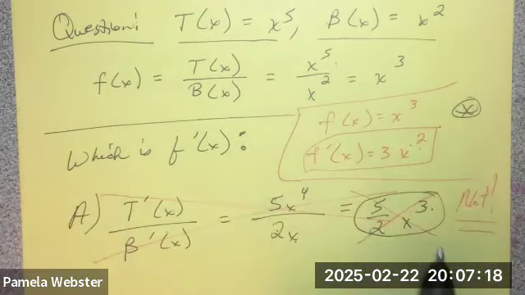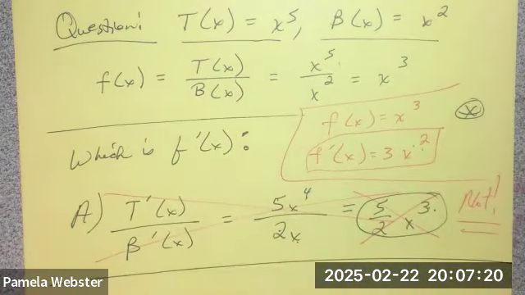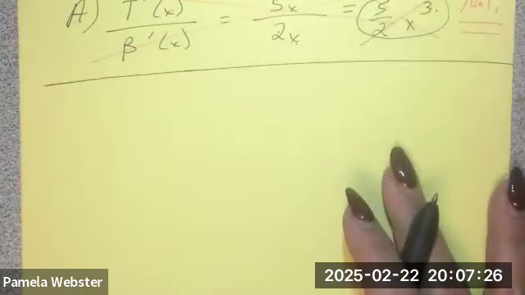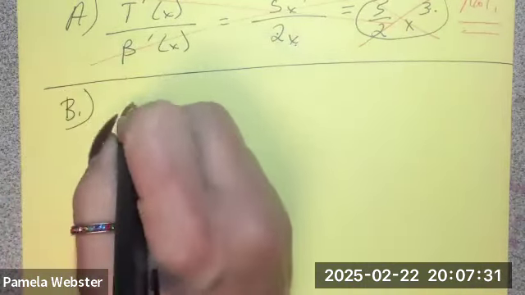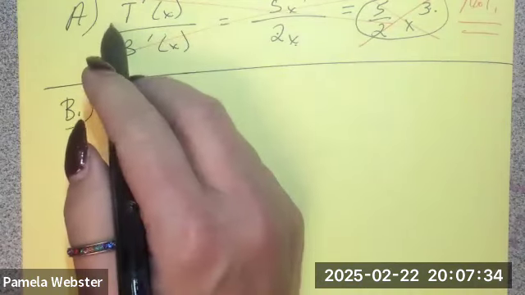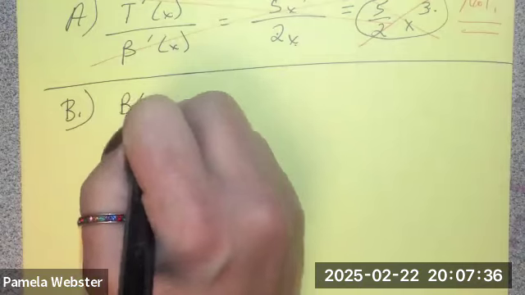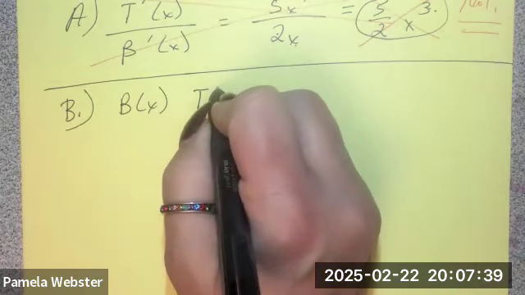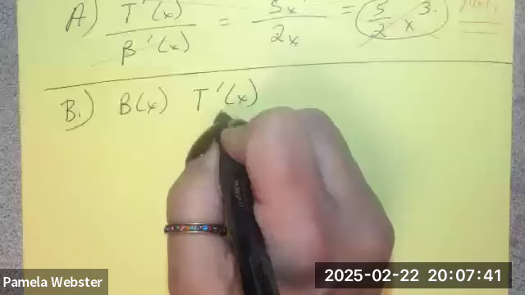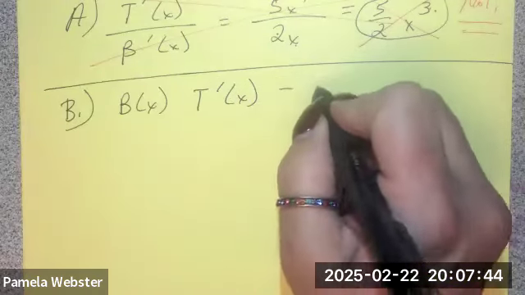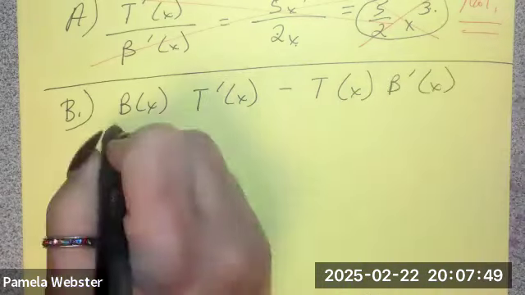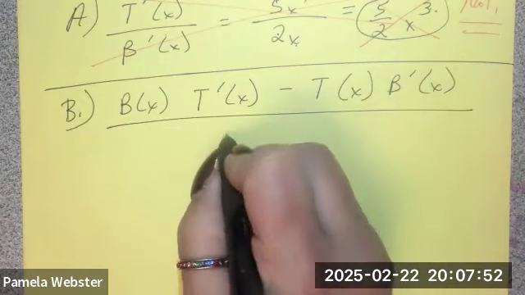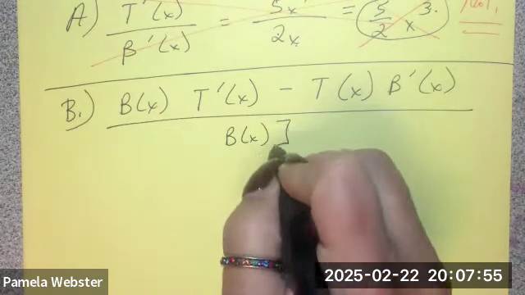Okay, so remind yourself it's not just the derivative divided by the derivative. It's not that easy. The product rule and the quotient rule, there are actual formulas we're going to use. So their B part of the answer says it could be this guy, but we know it's not. B of x, I'm going to write it out first and then I'll tell you my mnemonic: B of x times T prime of x minus T of x times B prime of x, all over B of x squared.